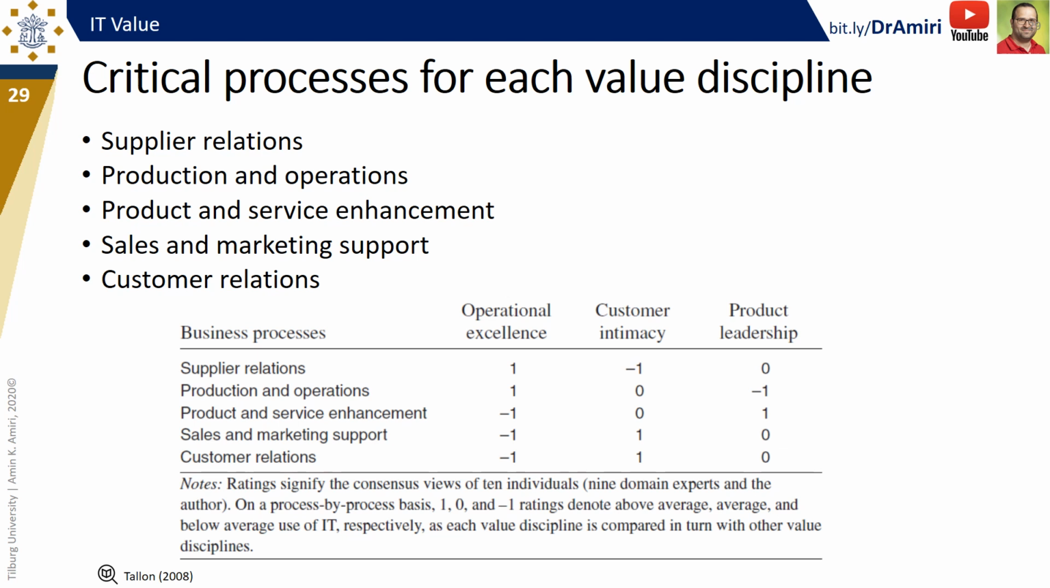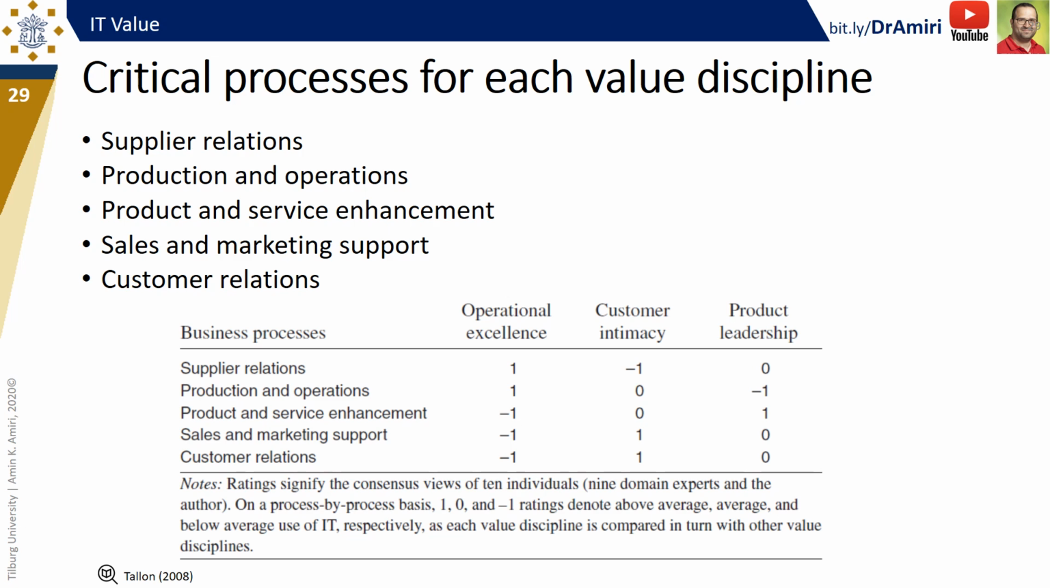As for product leadership, the most critical business process is product and service enhancement, while production and operations can be less than average, and other business processes can be average, which means the business process performance measures should be similar to other organizations, other companies in the market.